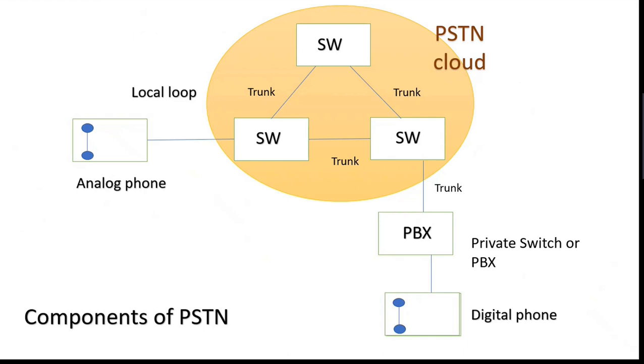This is another elaborated picture of the same. We have analog phone, we have local loop, we have PSTN cloud in which we have different central office switches connected to each other via trunk. Then we have trunk link connecting PBX or private switch, and private switch connecting digital phones.